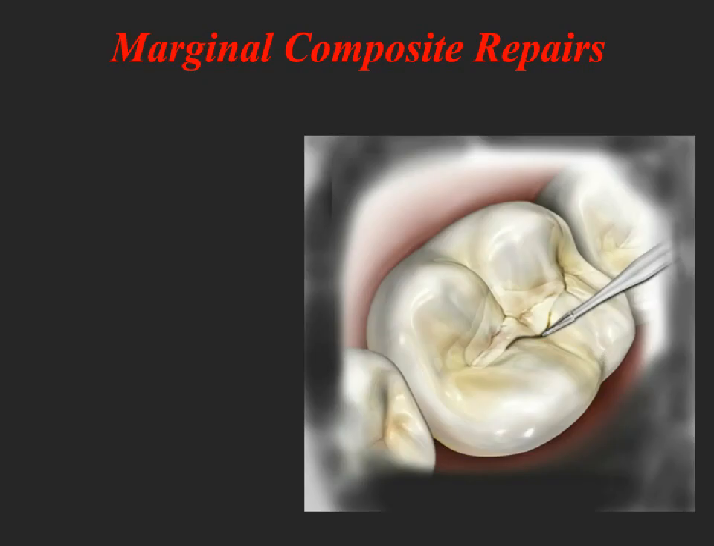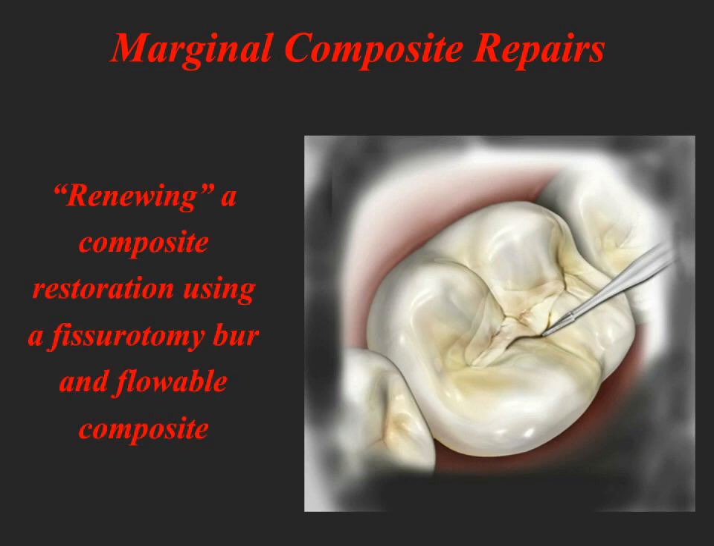One other thing I want to mention with fissurotomy is marginal composite repairs. My good friend Dr. Ron Jackson uses the word renewing. Composite is a renewable material. Amalgam is not. If amalgam or gold have a faulty margin, bacteria can swim around the entire restoration because they're not bonded to tooth. Composite is bonded to tooth, bonded to enamel and dentin. And if there's a little bit of stain around a composite surface margin from an incompetent margin, a lot of times this restoration doesn't have to be totally redone. It can be renewed using a fissurotomy burr with a flowable composite.